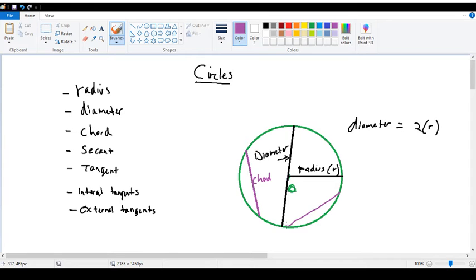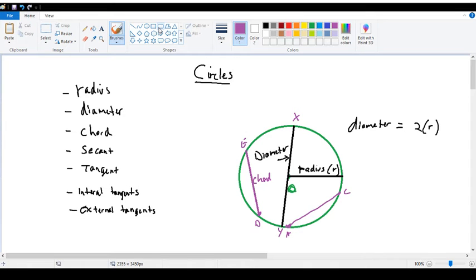So we can call this chord AC, we can call this chord DE. Alright, and this diameter here could be XY. This diameter is also a chord.